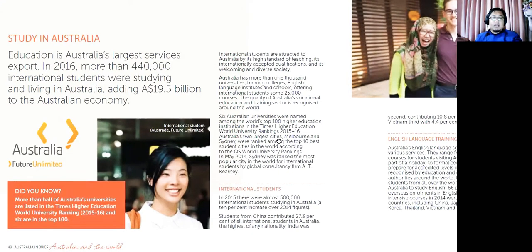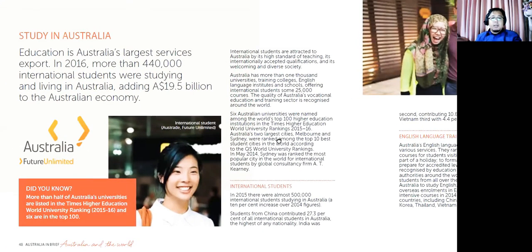Education in Australia's largest emphasis export. Di tahun 2016, sekitar lebih dari 440 international students were studying and living in Australia. Ini menambah 19,5 billion US dollar ke ekonomi Australia. More than half of Australia's universities are listed in the Times Higher Education World University Ranking, and 6 are in the top 100.